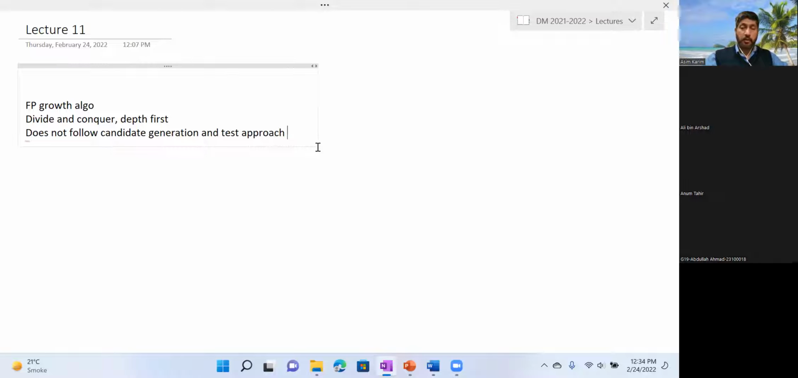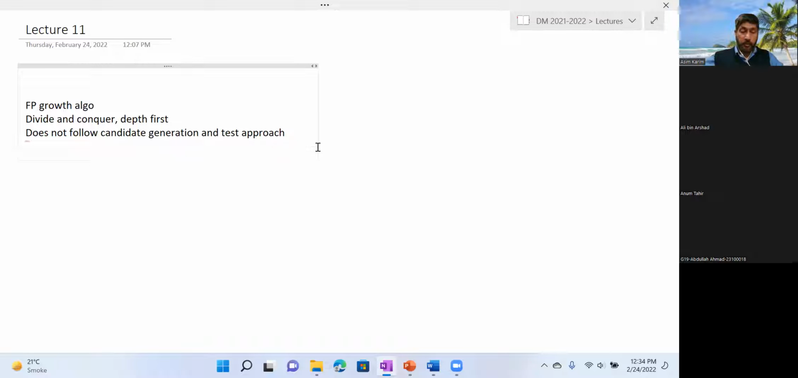And remember when we talked about candidate generation and tests, this was kind of tedious. Oftentimes a lot of candidates were generated, so you then had to do a lot of bookkeeping and scanning of the database to count those candidates. In the FP growth algorithm, there is no such thing. Basically, item sets are grown from smaller sizes to larger sizes, and their counts are automatically determined based on their counts in partitions of the database.